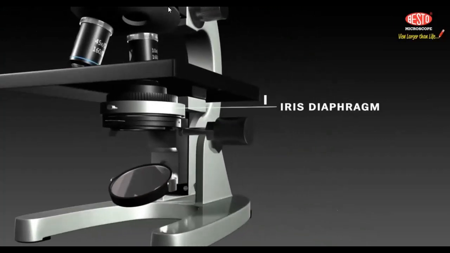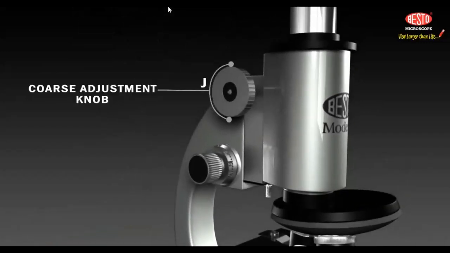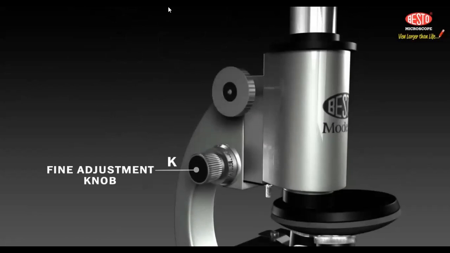I. The iris diaphragm is used to control the diameter of the cone angle of the light transmitted onto the specimen. J. The coarse adjustment knob is the large knob used to adjust the position of the body tube, allowing you to quickly bring your sample slide into view. K. The fine adjustment knob is the small knob used to change the position of the body tube by making small adjustments to the focus of your sample. Almost all of our Besto microscopes have both coarse and fine adjustment knobs, but some have only one knob.